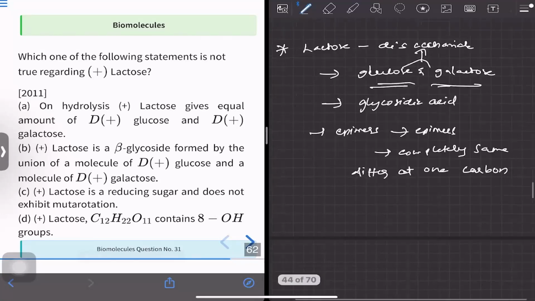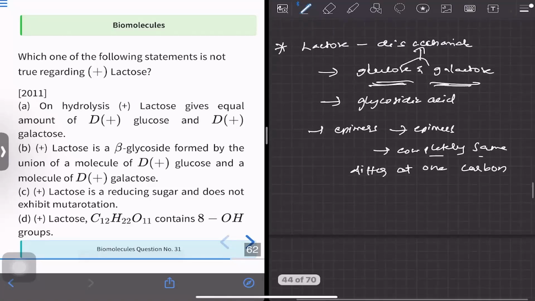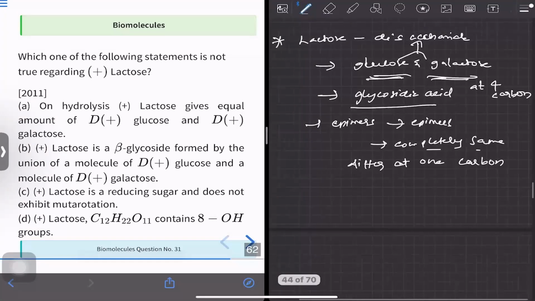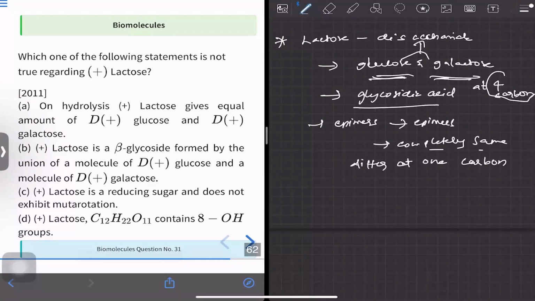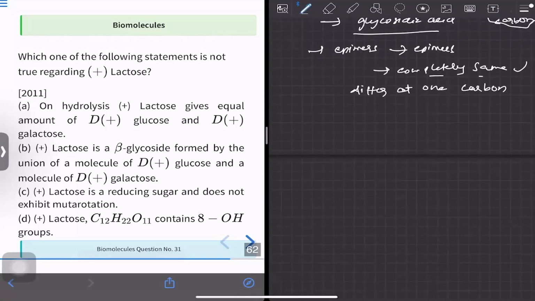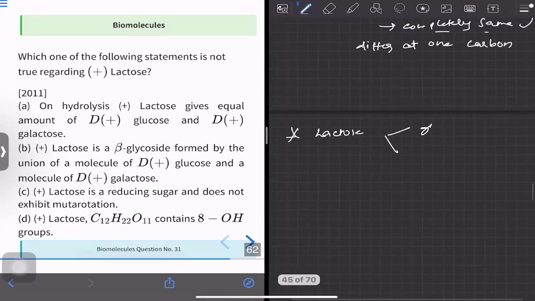So what is meant by epimers? Epimers are substances which are completely the same. The molecules of glucose and galactose are completely the same, but they differ at 1 carbon. That carbon is the 4th carbon. So these two are linked together with the help of a glycosidic bond, and these two are epimers which differ at the 4th carbon and are completely the same except at the 4th. This is what is meant by epimers. So when lactose breaks down, it produces glucose and galactose.